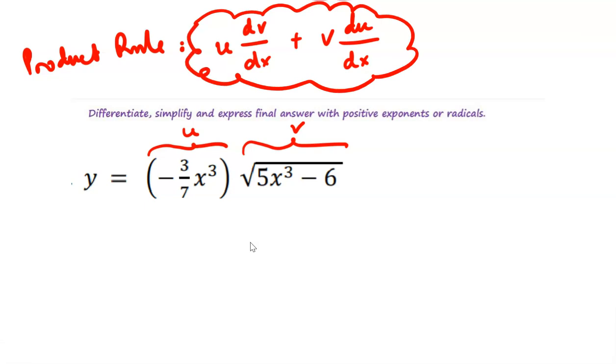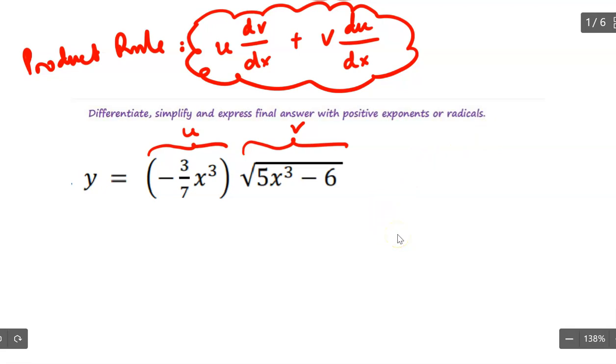All right. So the process is probably simple. Take the derivative of this, then take the derivative of this, and substitute it into this equation. However, this question poses a challenge when we have to simplify and express the final answer with positive exponents or radicals. So the problem here will be the algebra.